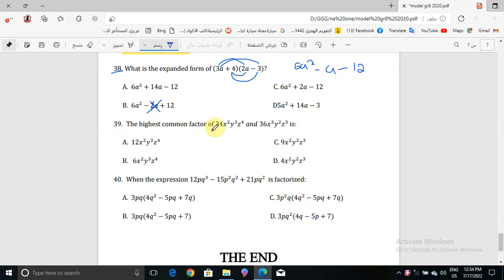Okay, now let's go for question number 39. The highest common factor of 24x squared y cube z to the power of 4 and 36x cube y squared z cube is what? Here, if you see, the common factor will be 4, and we have x squared between the two, and we have y squared also, and we have z cube, which is similar and has a common factor here. So the correct answer for question number 39 will be choice D.